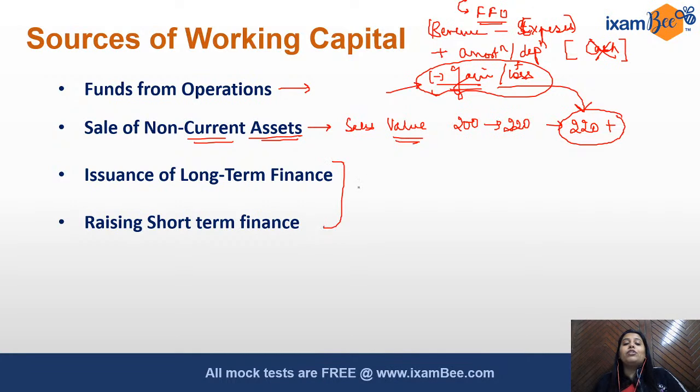Similarly, you know that whenever you issue share capital, whenever you take long-term loans, then your cash would go up. Since your cash is going up, your working capital will go up. Therefore, it is taken as a source of working capital. Similarly, when you take a short-term loan, then also your working capital will go up. Therefore, it is taken as a source of working capital. So these four, funds from operations, sale of non-current assets, issue of long-term finance and raising short-term finance, are taken as sources of working capital.